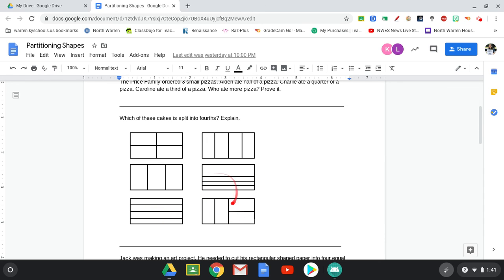And then I'm looking at these two right here. 1, 2, 3, 4. 1, 2, 3, 4. These are split into fourths, but are they equal sizes? And those are not equal sizes, okay? So which of these cakes is split into fourths? You might circle this one, and this one. And then you're going to explain over here or in your notebook why they are split into fourths. I want to know how many pieces are there in a fourth, okay? So that one is pretty easy.